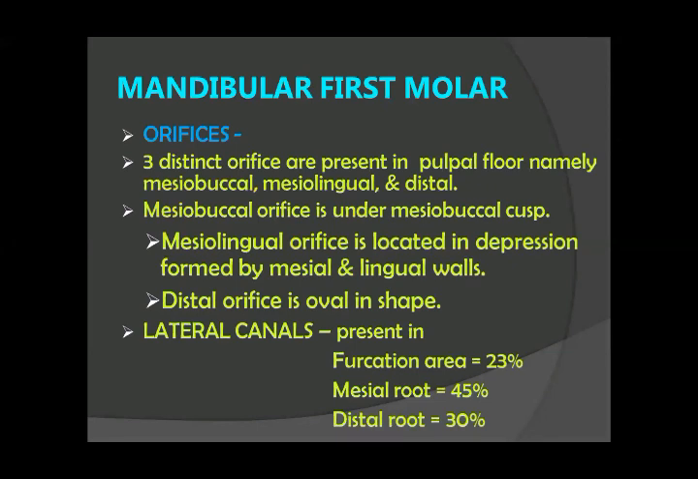Mandibular first molar orifices: three orifices are present in pulp floor, namely mesiobuccal, mesiolingual, and distal. Mesiobuccal orifice is under mesiobuccal cusp. Mesiolingual orifice is located in depression formed by mesial and lingual walls. Distal orifice is oval in shape. Lateral canals present in furcation area 23%, mesial root 45%, distal root 55%.